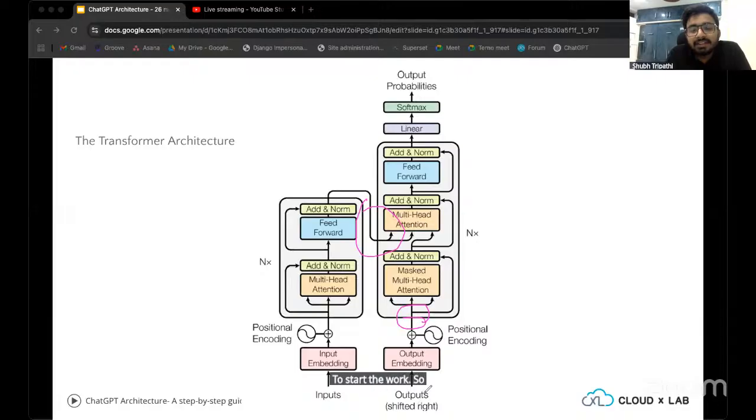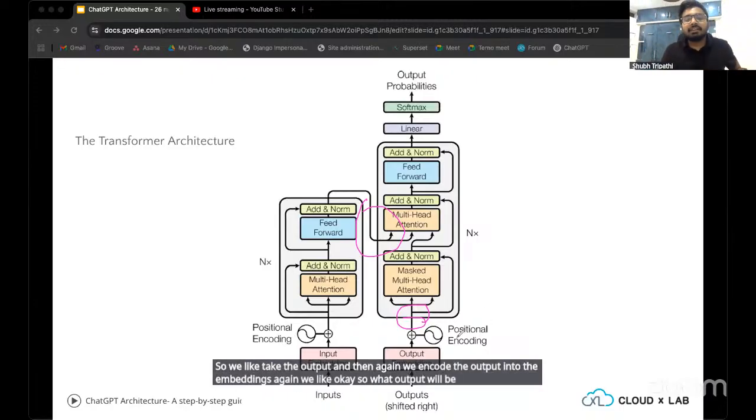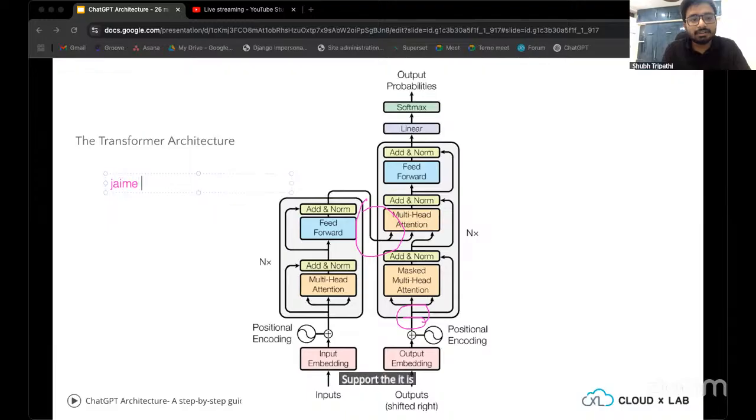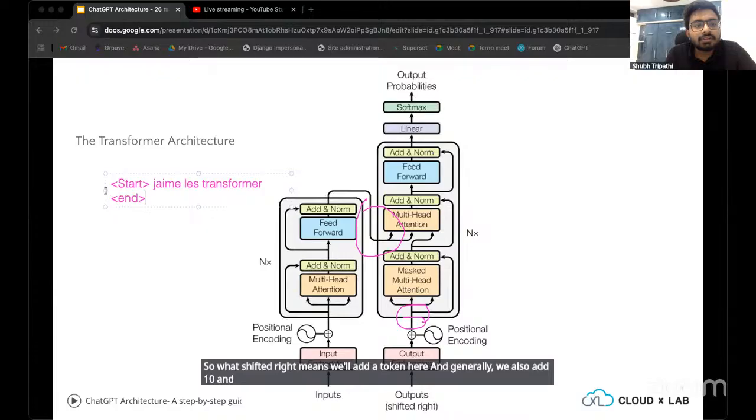So we take the output, and then again we encode the output into embeddings. What output will be given here? It will be Jaime. Let me write it down here. Suppose it is Jaime les transformers. So what shifted right means is that we add a token here, start, and generally we also add one at the end. This is what shifted right means, because now Jaime gets shifted to the second position.